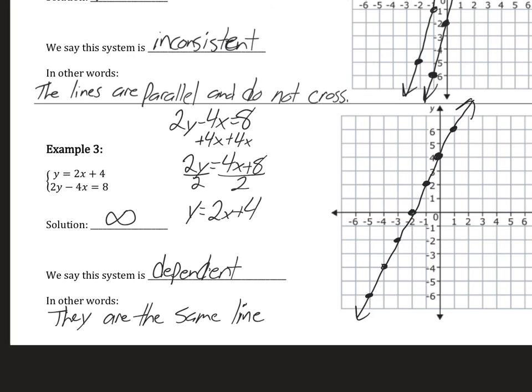Okay, so 3 different ways that we can have is independent, inconsistent, dependent. Okay, so that's it for today, or at least for these notes.